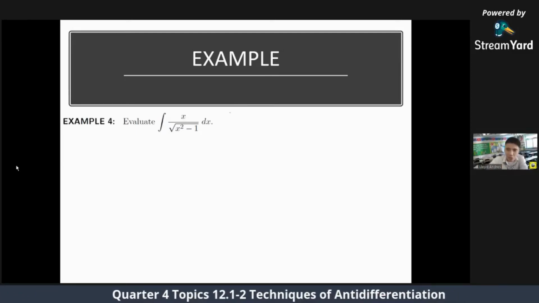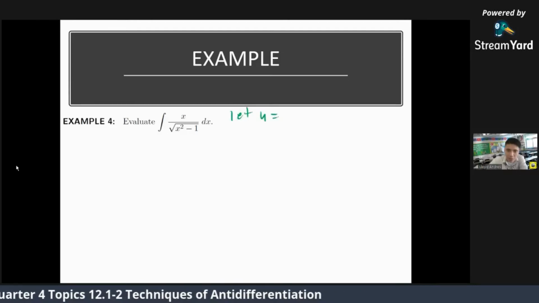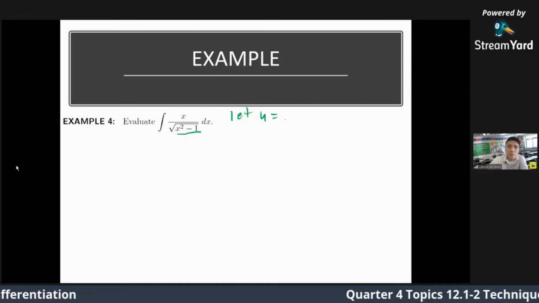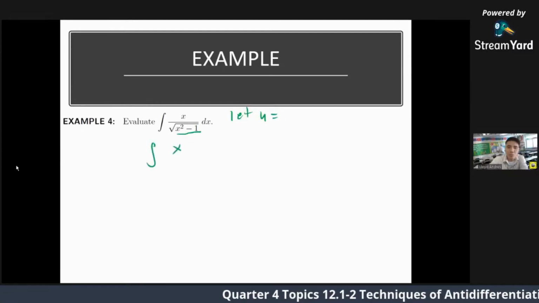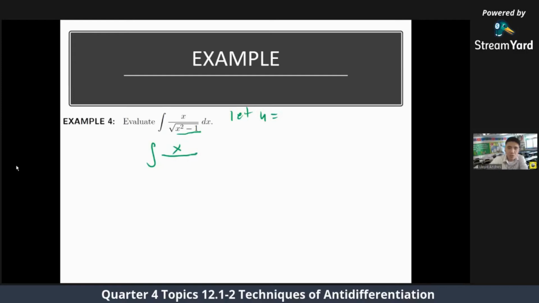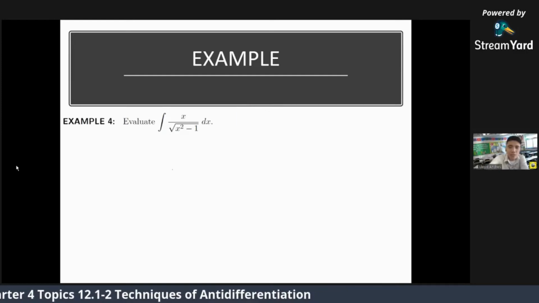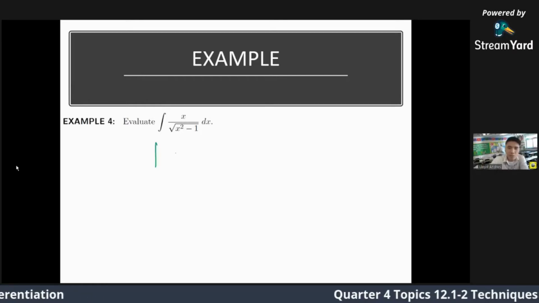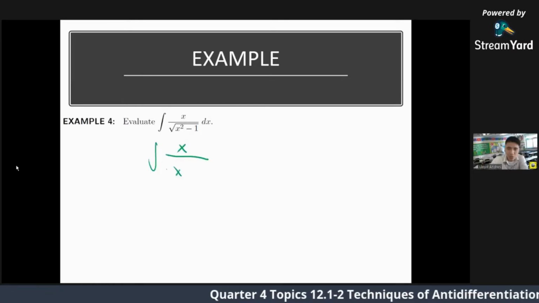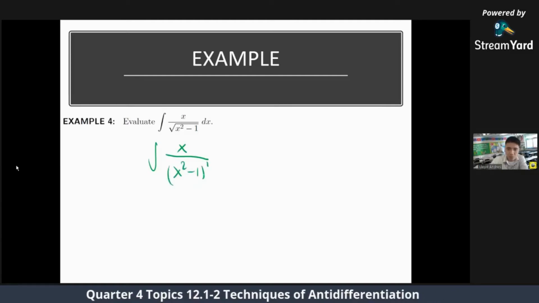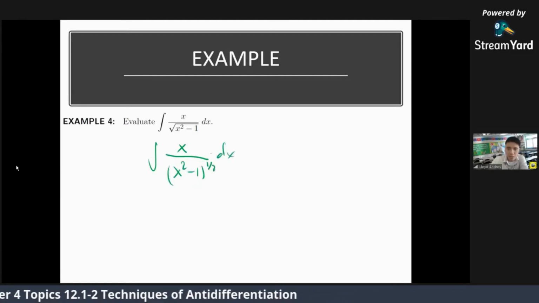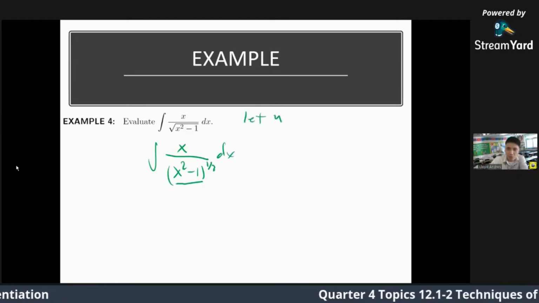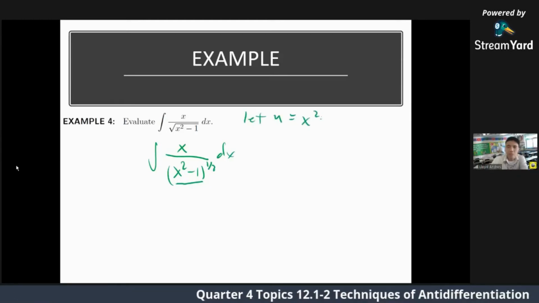So sa dire we let u as kani, because kani man is again can be expressed as x raised to square root of. Okay na, ipakita na nato. We have, this one can be expressed as x over x squared minus 1 exponent 1/2 dx. So therefore, kani ang naay exponent, binomial nga exponent. So usually, kani gid ang ilet. We let u as x squared minus 1.